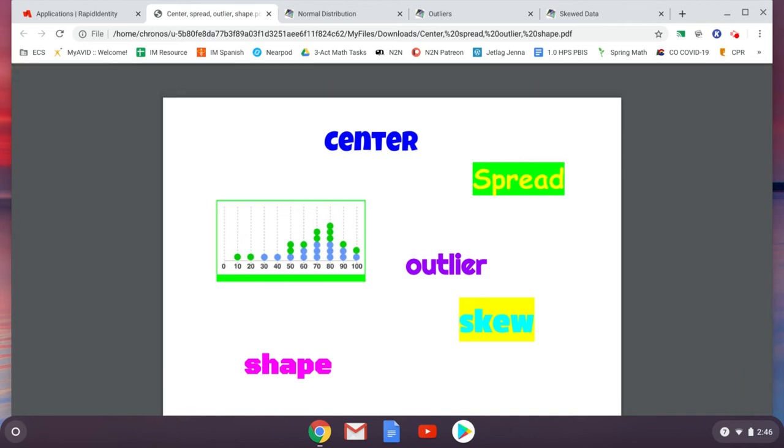Okie dokie, welcome back. Today we are going to talk a little bit more about our chapter on data sets and distributions, and we're going to focus on some new vocabulary words. Center, spread, outlier, shape, and we describe shape when we talk about the skew of the data.